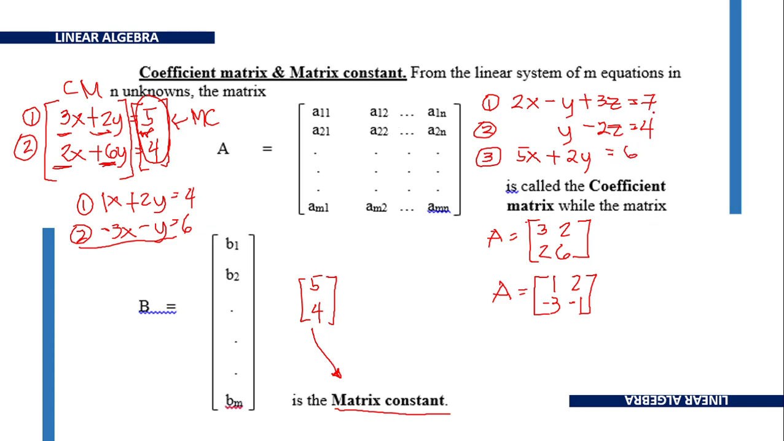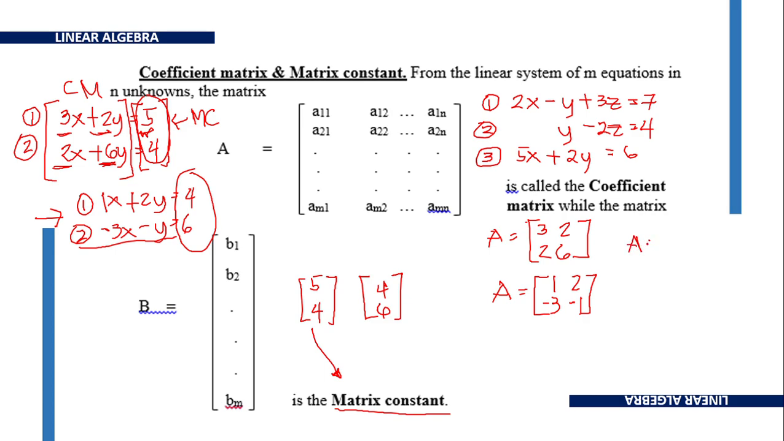So, gawin ko tong coefficient matrix. Okay? So, dito, class, ano ang kanyang matrix constant? So, ang matrix constant niya is 4 and 6 lang. Ganyan lang. Okay? Kumbaga yun nasa equal lang. Yun yung ating matrix constant. So, dito naman tayo, gawin ko lang yung coefficient matrix niya.